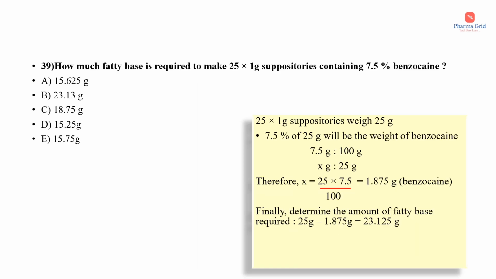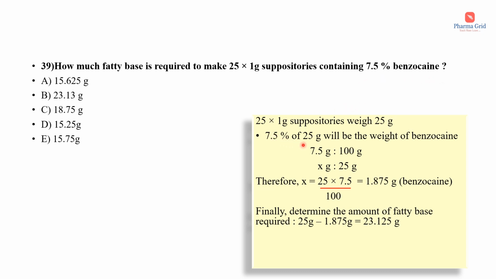Question number 39. How much fatty base is required to make 25 into 1 gram suppositories containing 7.5% benzocaine? Here benzocaine is the drug moiety. So we need to find out the fatty base required to make 25 into 1 gram suppositories. That means the total weight will be equal to 25 gram. So we need to prepare 25 gram of suppositories, and the strength of the drug given is 7.5% benzocaine.